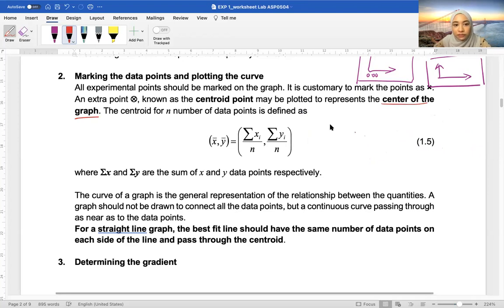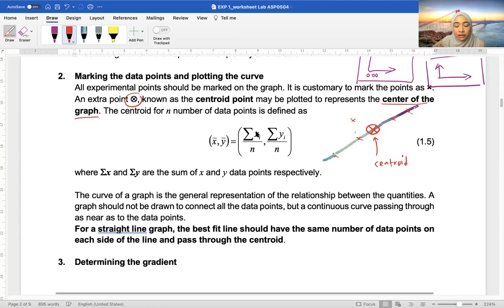So you have a bunch of data, around 6 points, and then you put in your best fit line. The center of your graph is indicated by this sign, a circle with an X inside. This is called the centroid point.